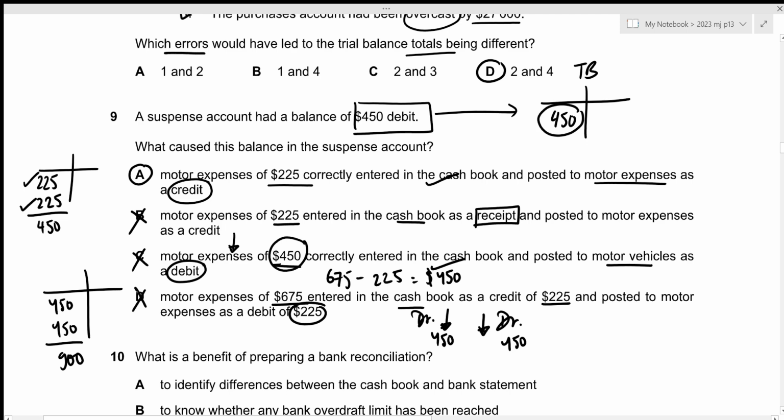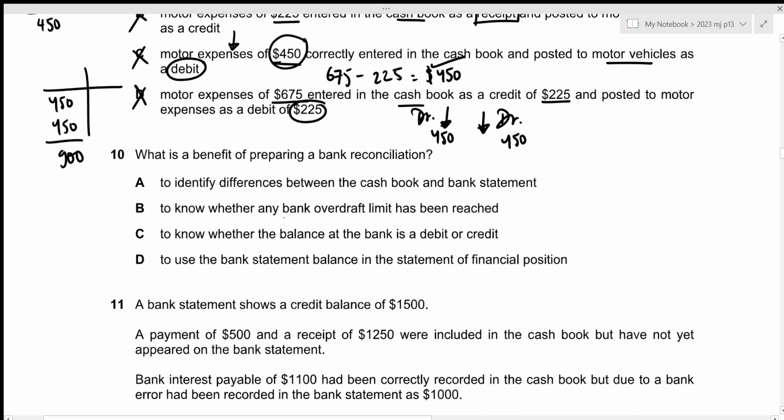Let's move towards the 10th question. What is the benefit of preparing a bank reconciliation? So when we prepare a bank reconciliation, remember that the bank reconciliation statement will include items such as unpresented checks and outstanding bankings. So the main purpose of preparation of bank reconciliation is to identify those differences under the heading of unpresented checks and outstanding bankings. And that is given in option A itself, to identify differences between the cash book and bank statement. That's the correct answer.